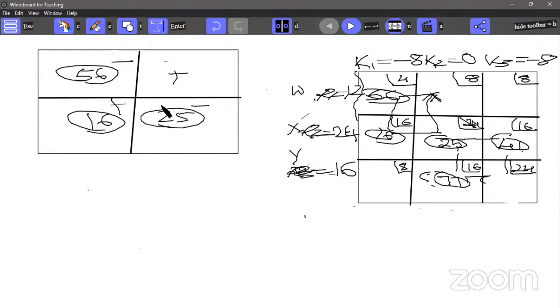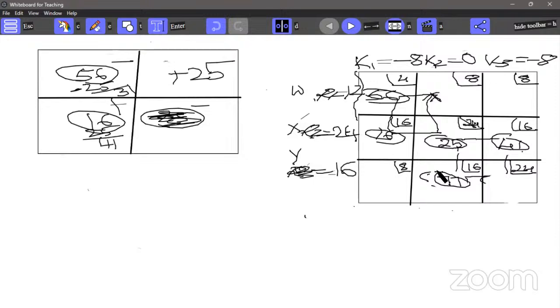Is that clear? Yes. So out of 25 and 56, how much can I remove? 25. So this 25 I will remove and put it here. From this 56 also I will remove 25. So how much is left over here? 31. And to here 16, I will add back this 25. 41. Is it making sense? Yes, ma'am.